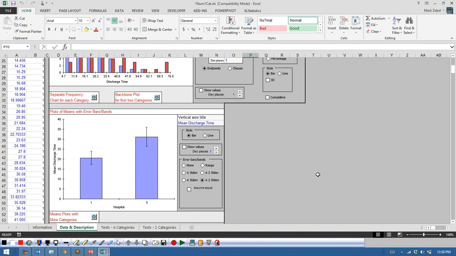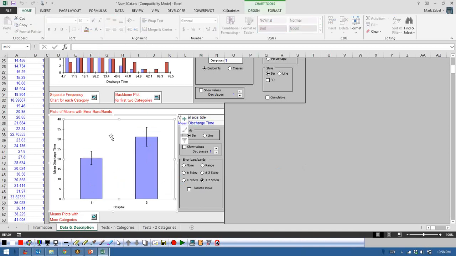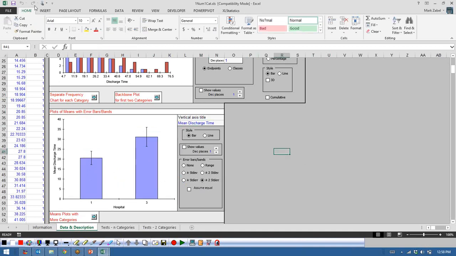If you were a patient, which hospital would you rather be in? Hospital number one or hospital number three? Number one. Yeah, number one. I mean, this doesn't say anything beyond your discharge time, so they may discharge you because they treat you poorly. But in terms of just getting out of the place, number one is a better place to be in. Okay. I'm not going to go into any more than that at this point.